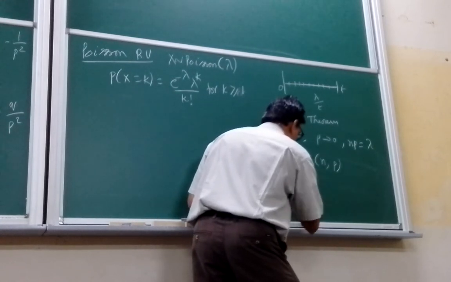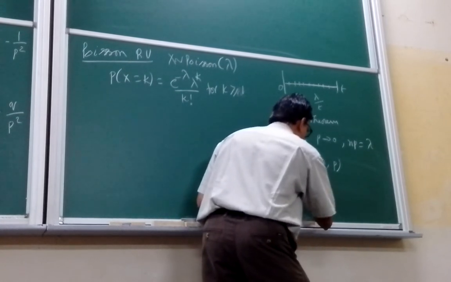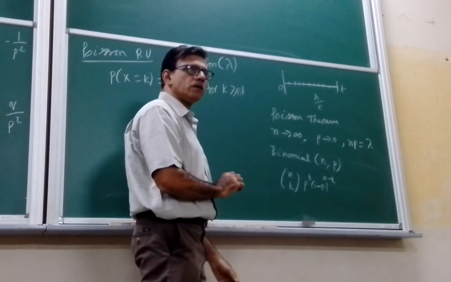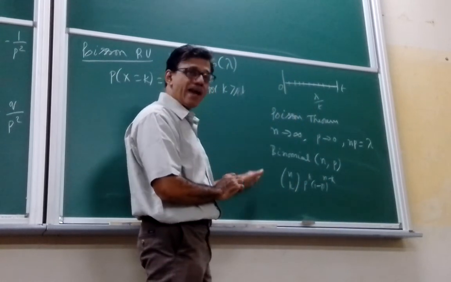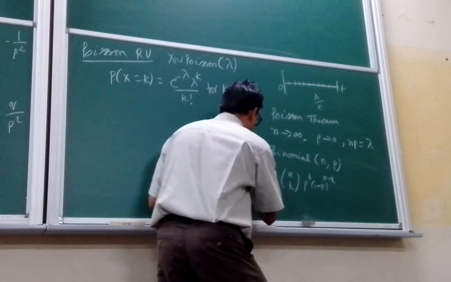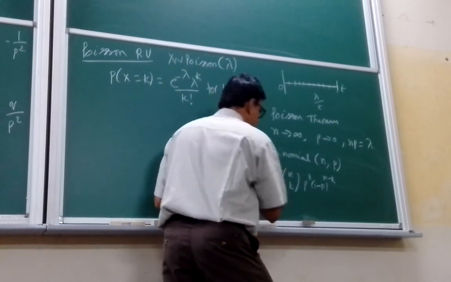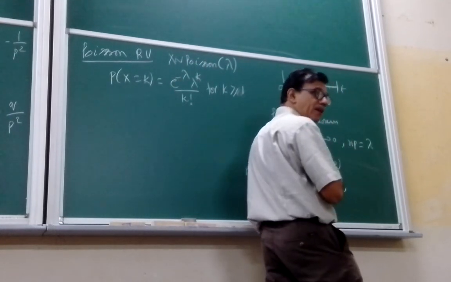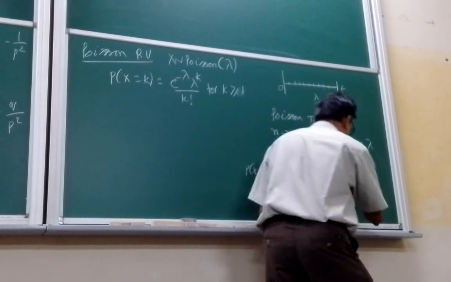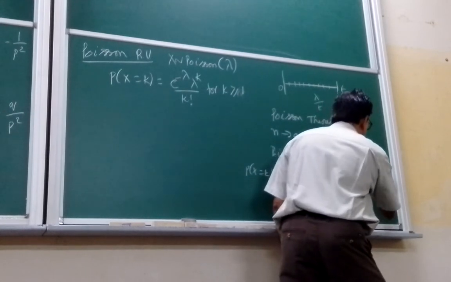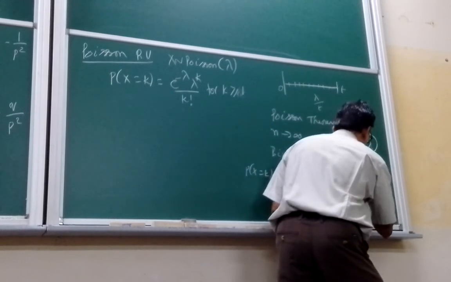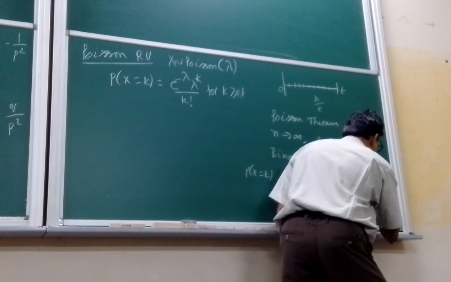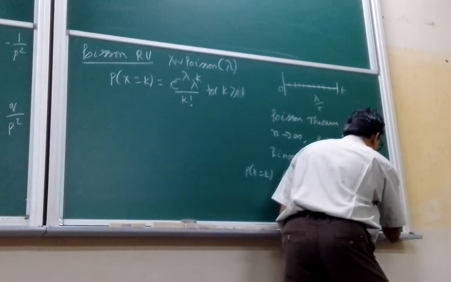nCk p to the power k (1 minus p) to the power n minus k, for any k. This is the probability that k successes will occur. Then this is approximately given by the Poisson expression itself with lambda equal to np: e power minus np, (np) power k by k factorial.